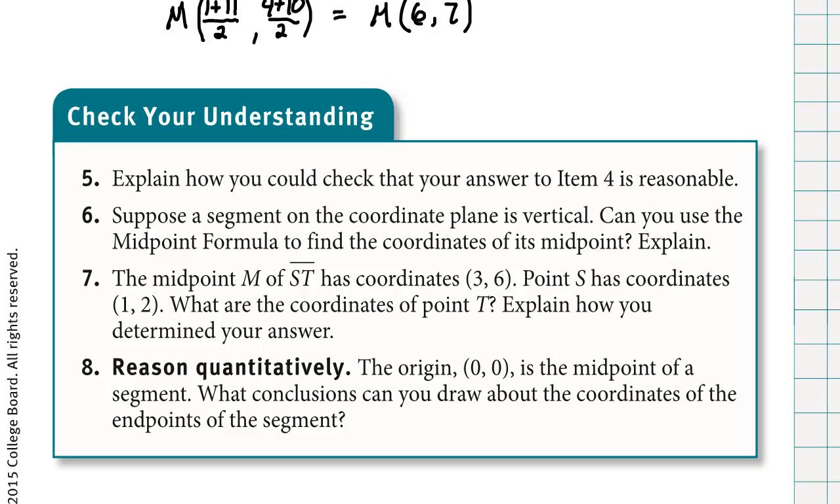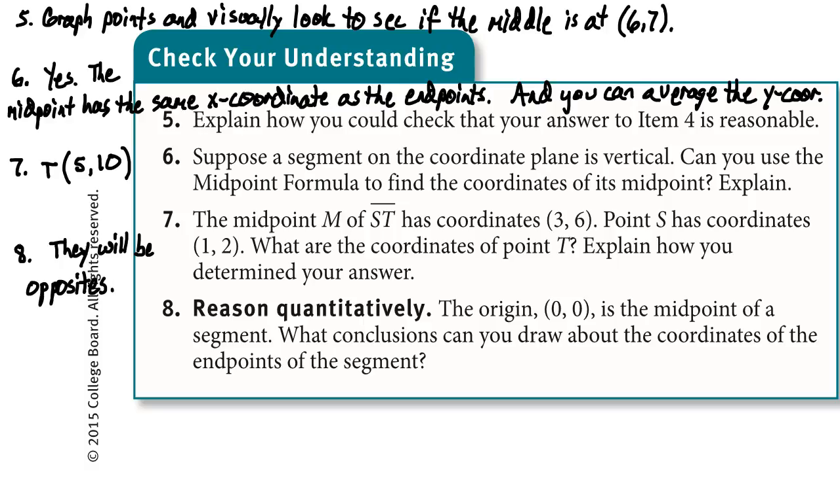Here are some check your understanding questions. I'll pause the video for you to work on these. Here are answers to the check your understanding questions. Number 5, explain how you could check that answer to number 4 was reasonable. One thing you could do is graph points on a grid and visually look to see if the middle is at 6, 7.